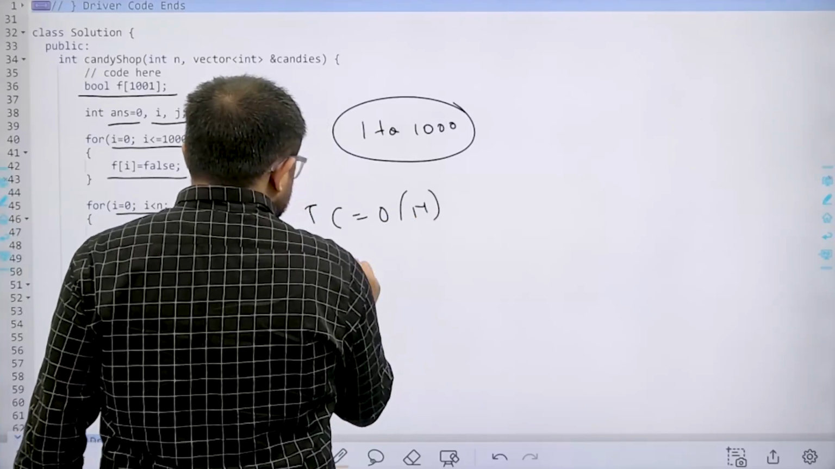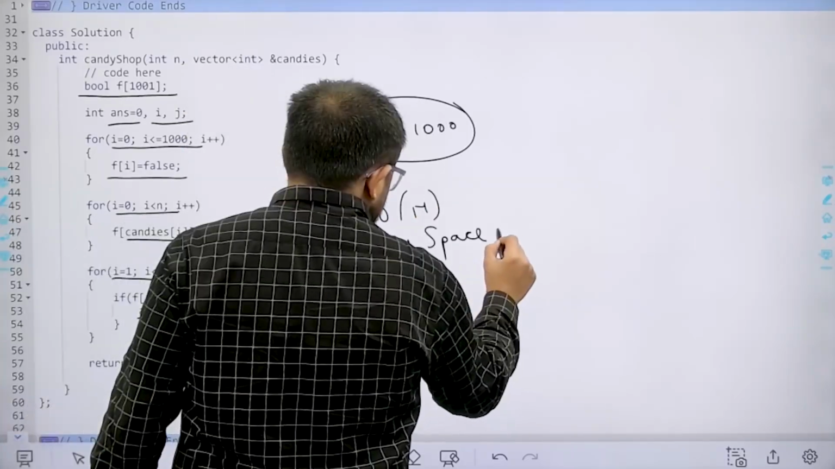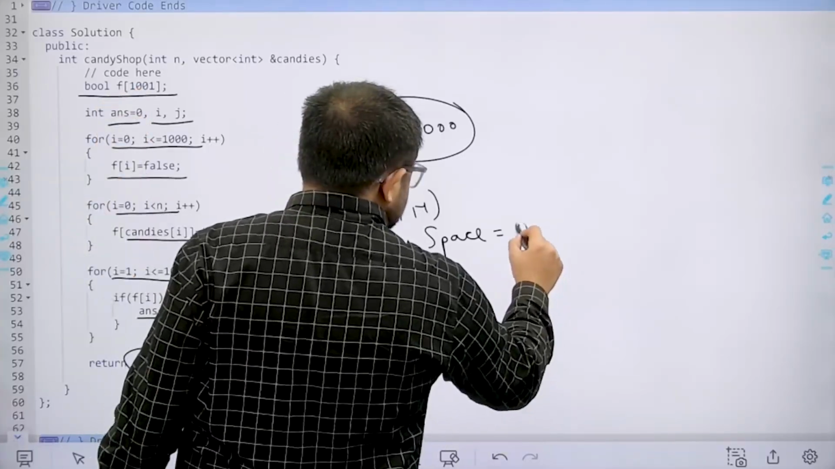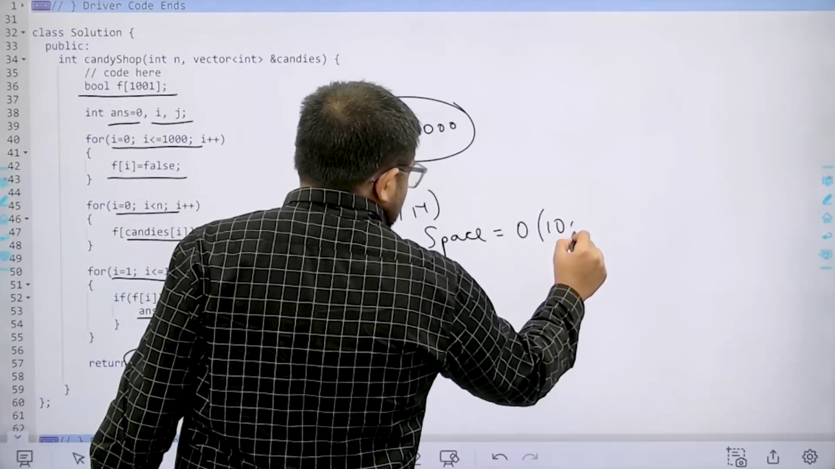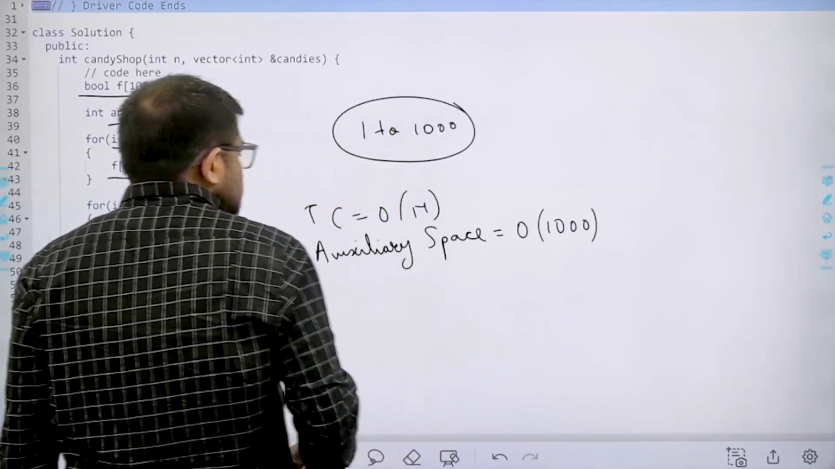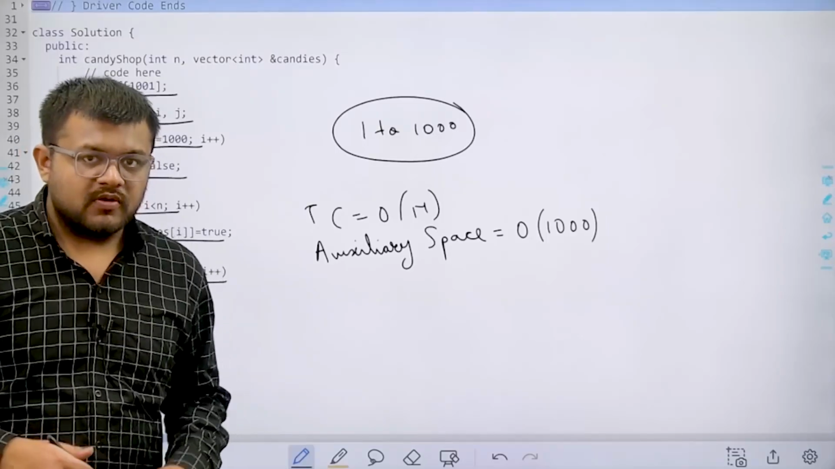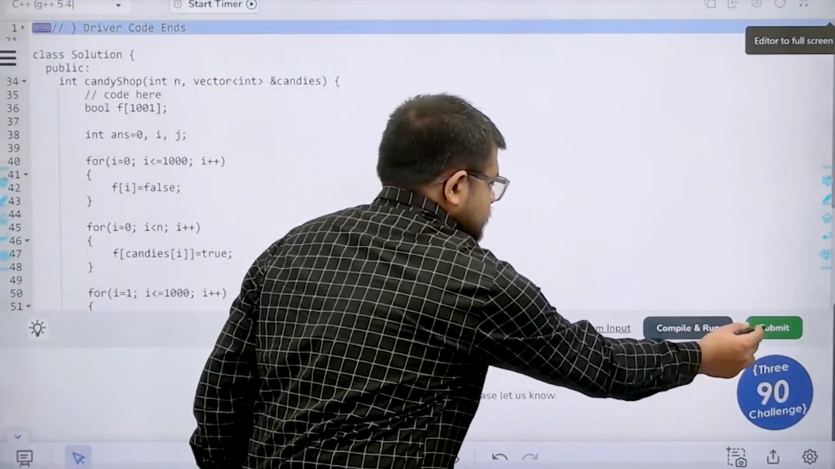And what would be the auxiliary space? The auxiliary space here is a 1000-size array, so we can say big O of 1000, or the range of prices. So this is the time complexity and this is the auxiliary space. Now let's submit this code. So let's submit it.